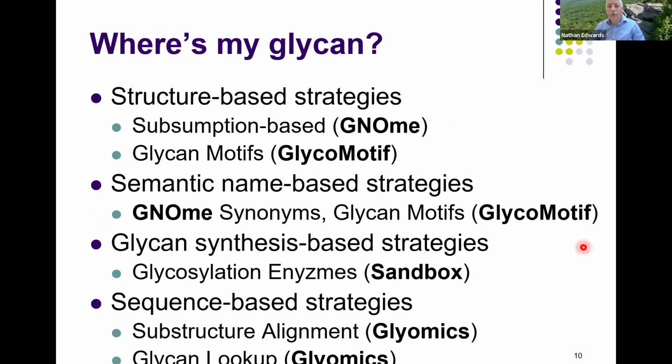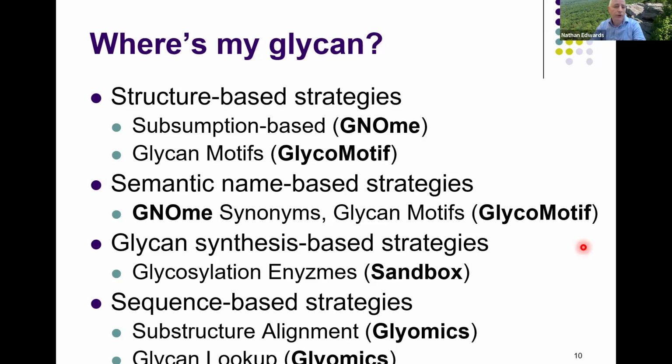Today, I'll try and show you 4 different strategies that you can use to try to find your glycan of interest and explore the space of glycan structures that fit with your research. First, we'll have a look at some structure-based strategies. In particular, the GNOme subsumption-based structure relationships allow us to navigate the structures in ways which try to elucidate which parts are known and which parts are unknown.